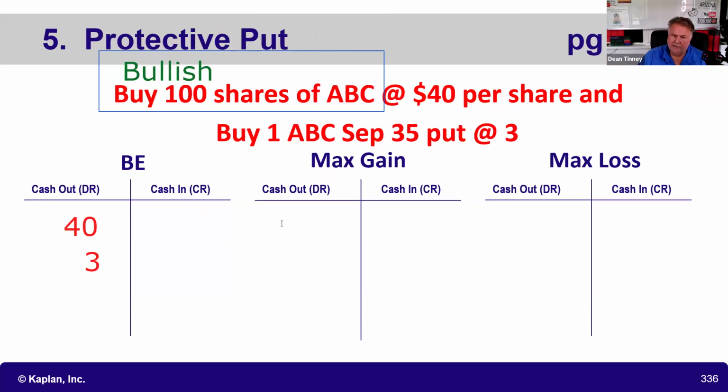Max gain is unlimited because you don't have to sell the stock if you don't want to. We said that's not why you do it. You do this because you have put in a floor.